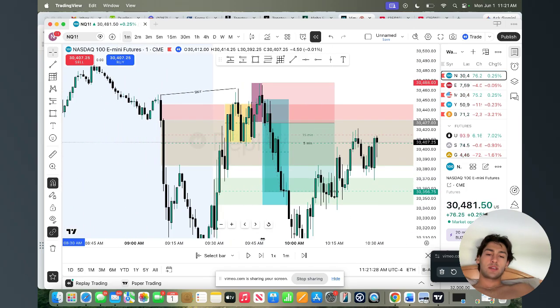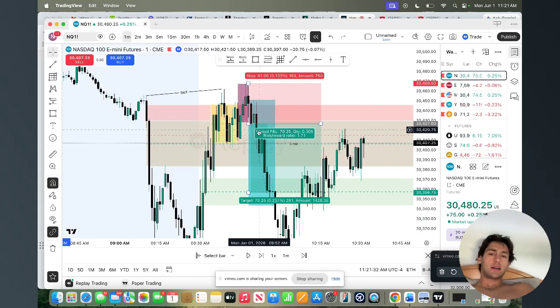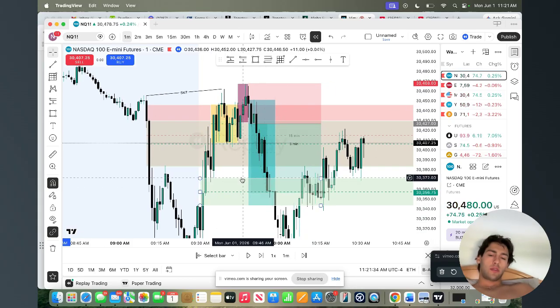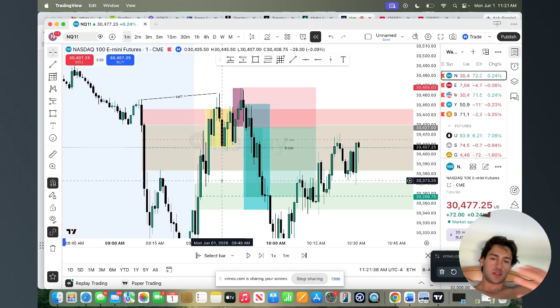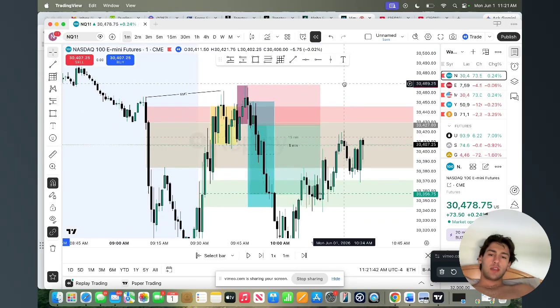I'd say it's A plus, or not A plus. I'd say it's an A. If it was an A plus, the high time frame would also be aligning with this bearish narrative, but the high time frame is actually the opposite. It's bullish instead of bearish, but you get the point. Today is one of those days where you got to be patient.